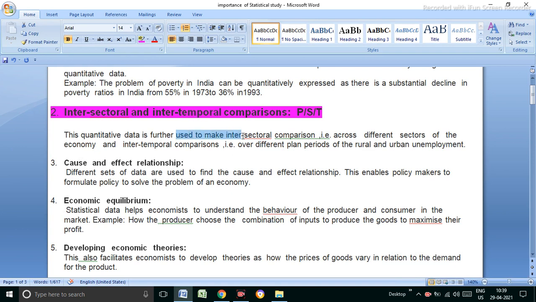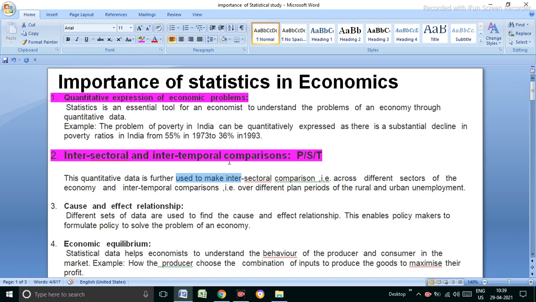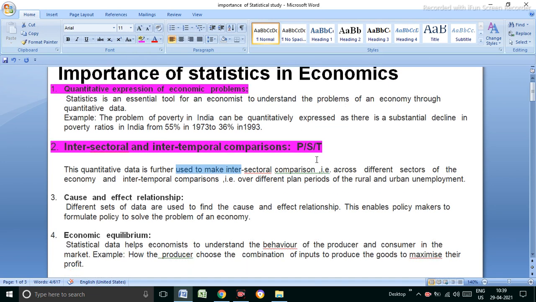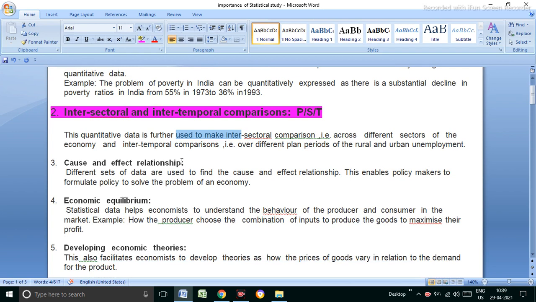In statistics we study one chapter, the price index. That price index tells us how much the prices of different goods have increased. So with the help of statistics we can help economics. Cause and effect relation we also completed yesterday: a set of data shows the cause and effect relationship.